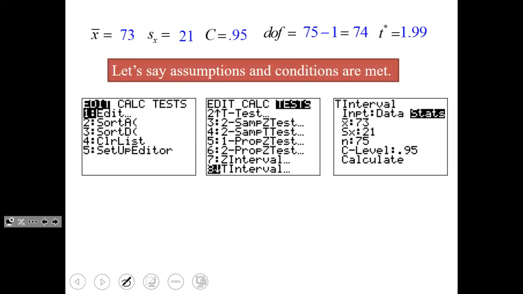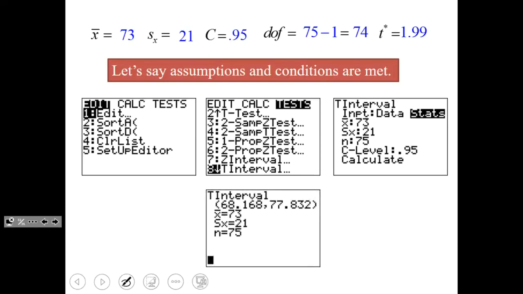So I go to stats and I load my X bar. What was the mean amount of time? 73 minutes. Sample standard deviation, 21 minutes. My N, I had 75. I tell it my confidence level is 95. And it tells me my interval then is 68.168 to 77.832.